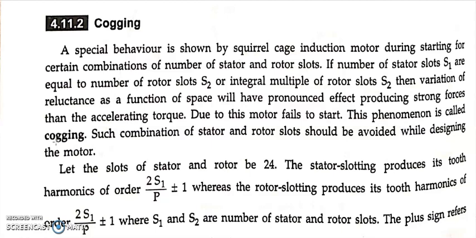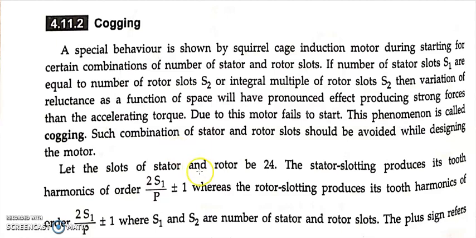Now let us see why cogging is caused here. Cogging is caused mainly due to having the same number of slots in both stator as well as rotor. If we have the same number of slots in stator as well as rotor, then there will be a strong force of attraction between those slots, that is between rotor and stator. Due to this strong magnetic force of attraction, it will not let the motor rotate.